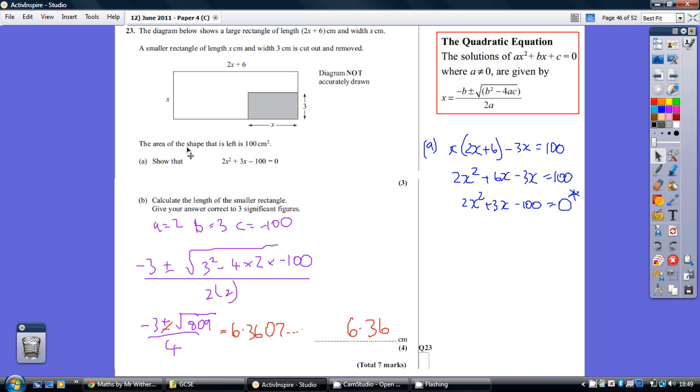Now we're told that the area of the shape that is left is 100. So what we've just represented here equals 100. Now from now onwards it's just algebra, but that is the key line. That is the bit that people struggle with. But from now onwards it's very straightforward.